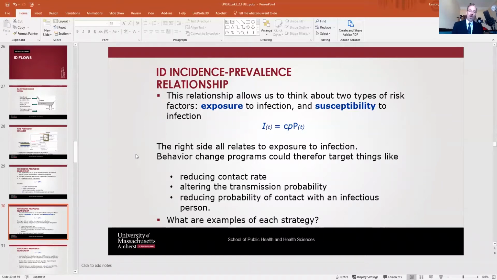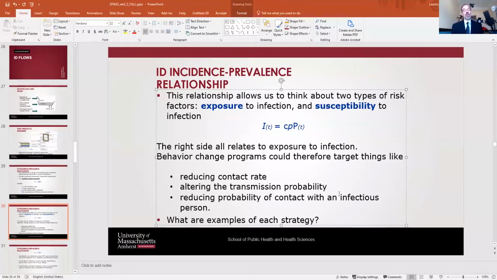Behavior change programs could therefore, there's a misspelling here, I'm going to correct that, target things like reducing the contact rate, so that as the contact rate goes down, the number of infected people goes down. Or altering the transmission probability. For example, with HIV, one effect of antiretrovirals is to reduce the probability of transmission from one person to another given contact.